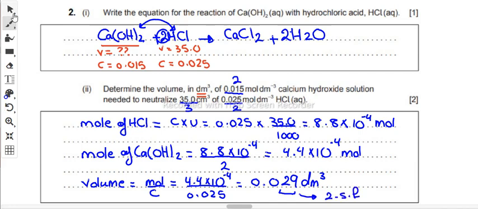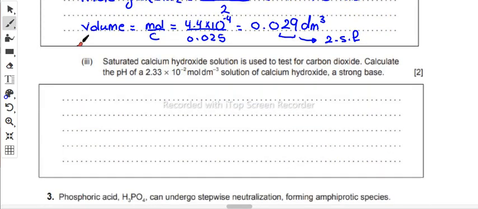Continuing now with question triple. Saturated calcium hydroxide solution is used to test for carbon dioxide. Calculate the pH of the calcium hydroxide as a strong base. So I have a base. I need to calculate the pH. What is given is the OH negative. So I'm going to calculate firstly the pOH.